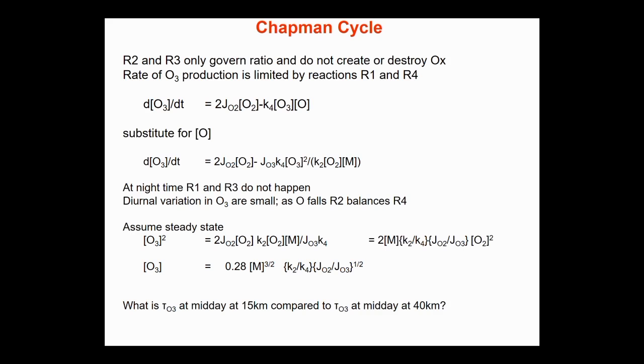And that means we can derive an expression for the ozone concentration. So the ozone concentration squared, that's that thing, is equal to J O2 times the oxygen concentration times this thing that we're going to bring over here, times K2. That means it's the square of the oxygen concentration, two of these, multiplied by F, the third body. Right?